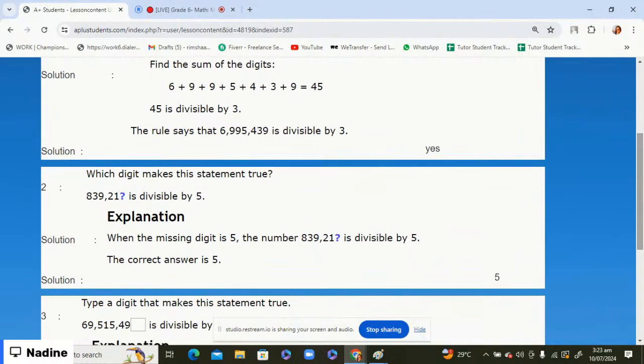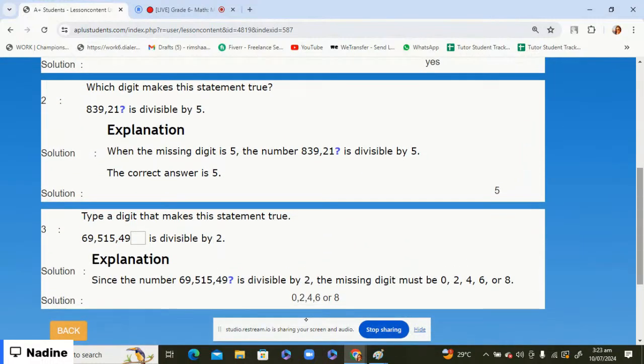Okay, let's do the next one. So here 839 and a missing digit, and it is divisible by 5. What is the missing number? The missing number must be 5 because 5 is divisible by 5. So it means that 5 times 1 is 5. So that is the correct answer. Here it's 5.